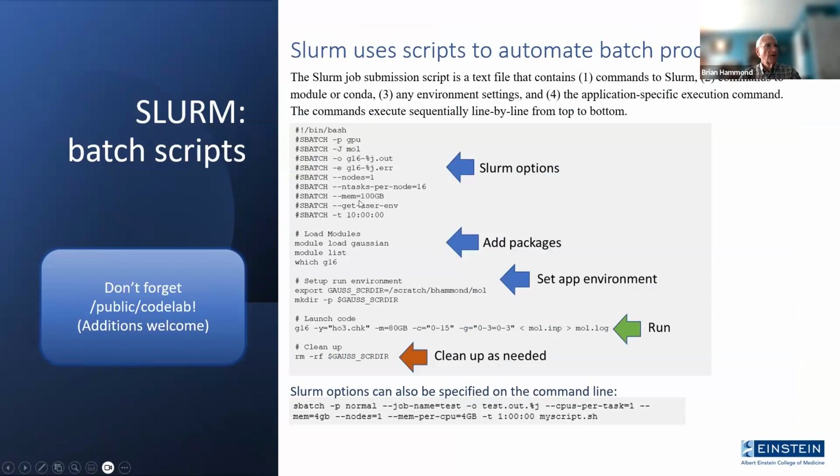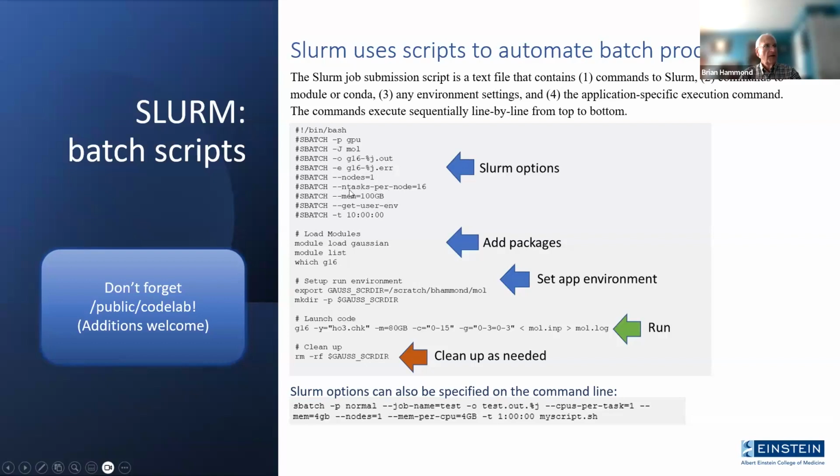So up top we have a bunch of Slurm options. In this case, I'm telling it I want the GPU partition. I'm going to call my job name MOL. This string here is going to be my standard output. This little %J here just means it's going to stick in the job number so that every time I run it, it's going to increment this. So they'll all have unique names. It won't write over them.